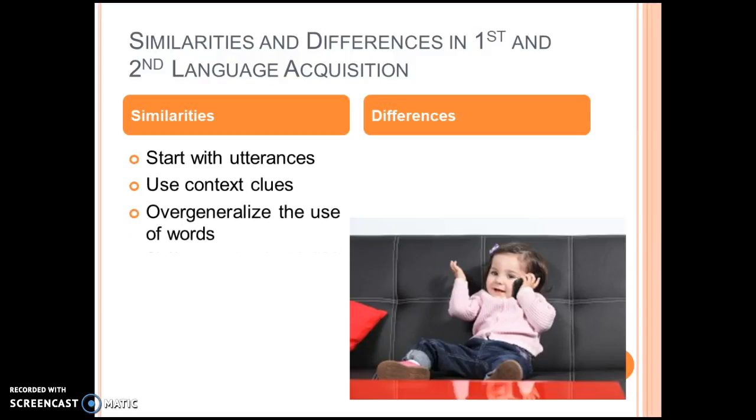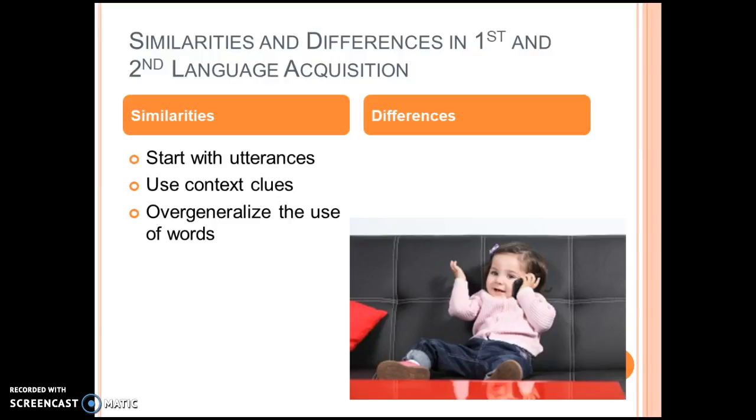And last one, overgeneralize the use of words. Maybe because I know that my mom's brother is my uncle, I might call my aunt my uncle. Alright? I just know that they're together, so I'm going to say uncle, uncle, uncle.